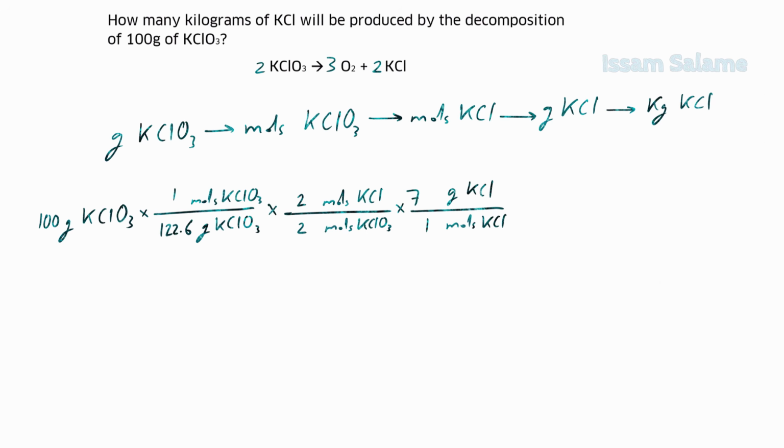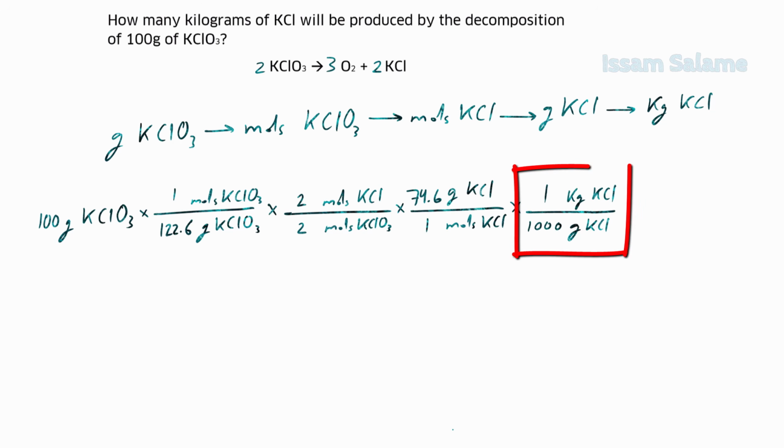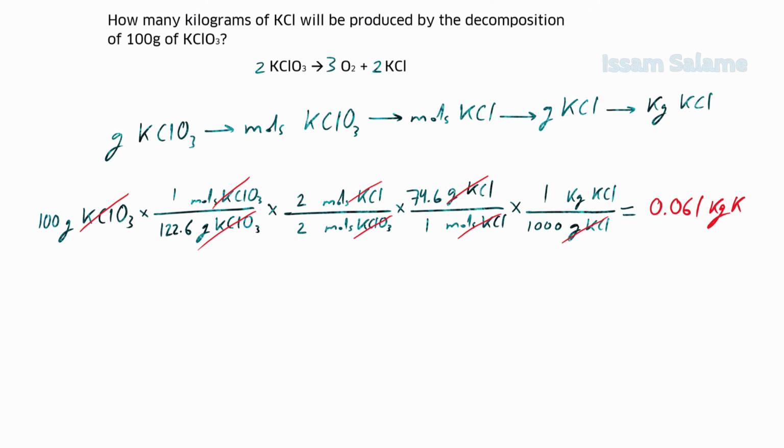So we write 74.6 next to grams of potassium chloride, and then we multiply with a fraction to convert grams to kilograms, grams in the denominator and kilograms in the numerator, for grams to be cancelled with the grams. And since 1 kilogram is equal to 1000 grams, we put 1 next to kilograms and 1000 next to grams, and this is, by the way, called a conversion factor. I will keep a link for you in the description to teach you how to write conversion factors. We cancel similar units. We multiply all numerators together and then we divide by the denominators. The answer is going to be 0.061 kilograms of potassium chloride.